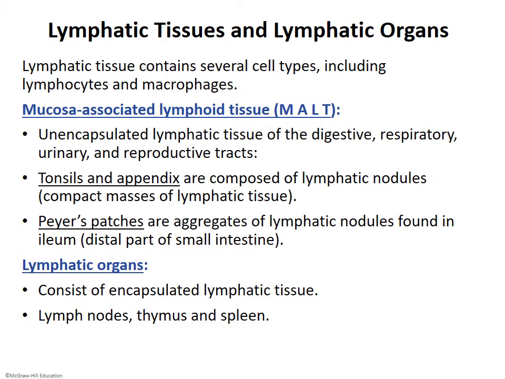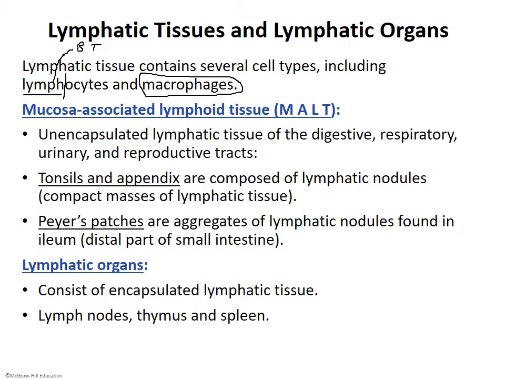So lymphatic tissue contains several cell types, including lymphocytes and macrophages. Lymphocytes, in just a little bit, and some of the videos in this chapter, we're going to learn that B and T cells are lymphocytes. And again, they're called lymphocytes, which is telling you they're associated with the lymphatic system. That's why they're going to congregate here. The other one that it says here are macrophages.